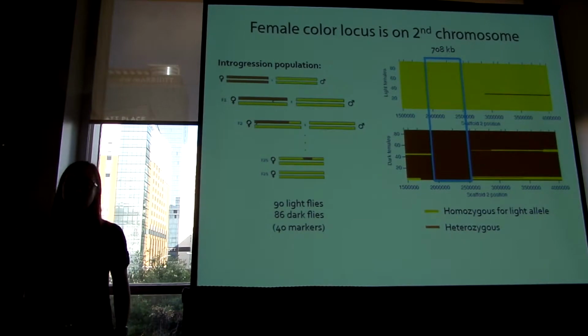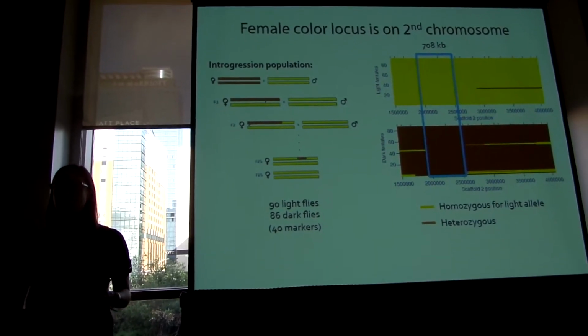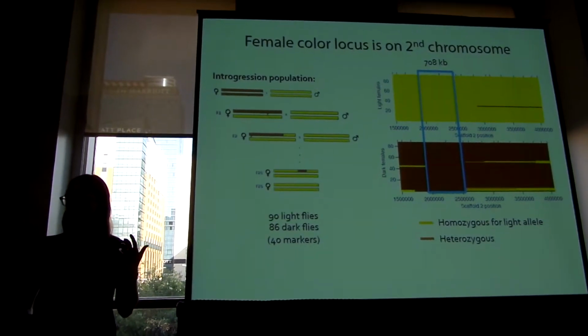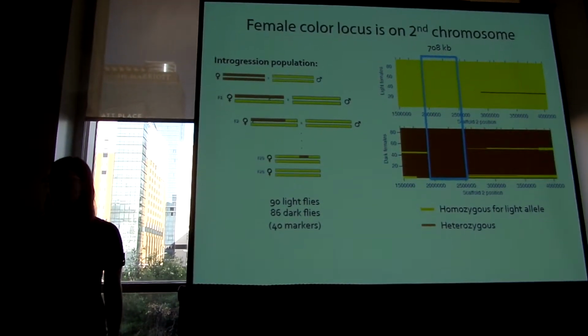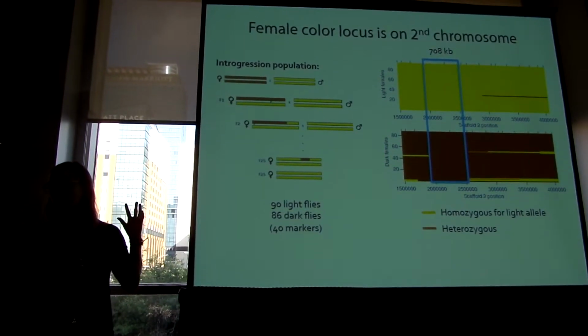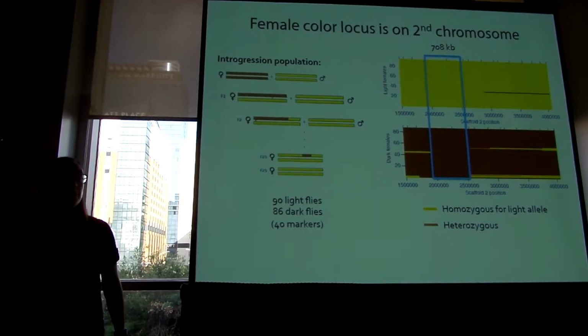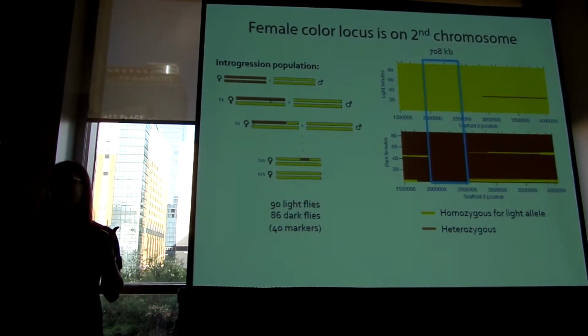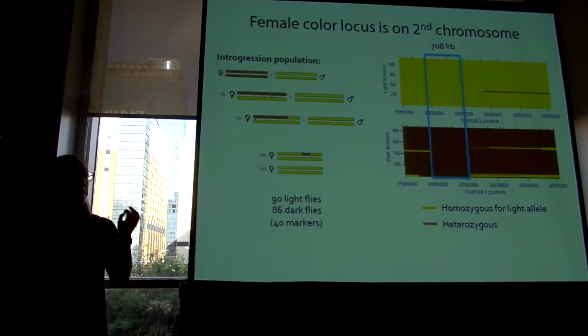So we used an introgression mapping approach where we took females from a line that only produced dark females and crossed into males from a line that only produced dark males, and hoped that with many successive generations of backcrossing, we'll be left with what's hopefully the locus that's been refined through recombination. So what we did was we genotyped nearly 80 flies from light females and dark females from this introgression line for 40 markers. I'm showing 15 here.